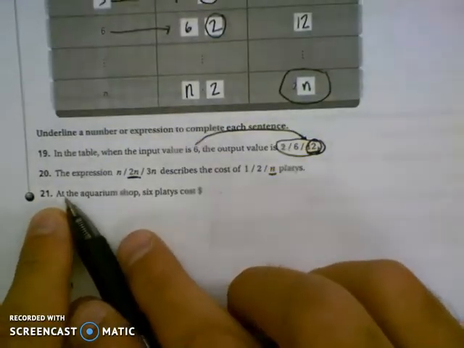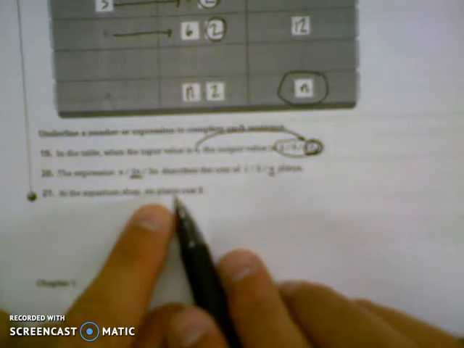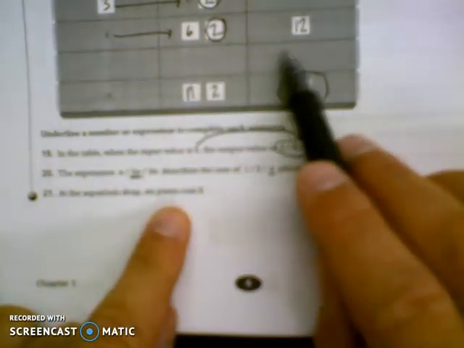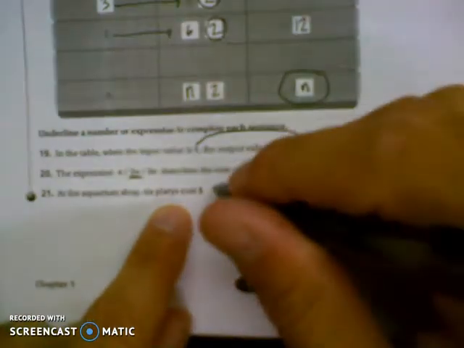In number 21, at the aquarium shop, 6 plates cost. So we look up here, 6 plates is the input, costs $12. So here we go, 12.